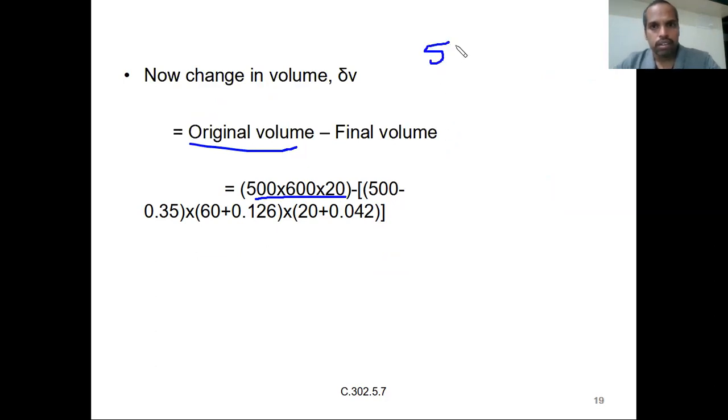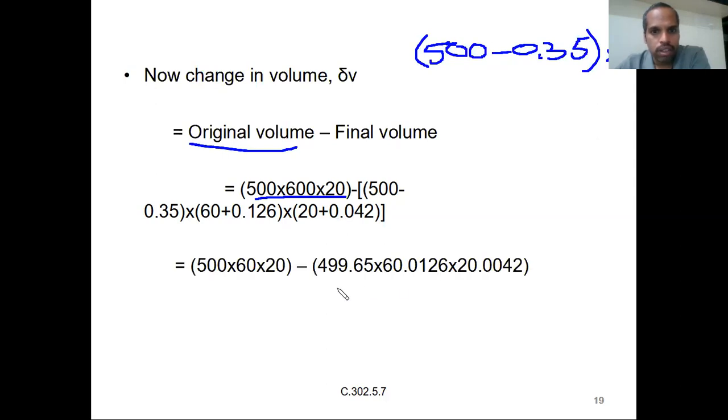Final volume is nothing but length, with the change in length. The length is decreased. How much is it decreased? 0.35, which we have already seen, out of 500 mm. Because of the compressive load, the length is decreased by 0.35 mm. That's why it is 500 minus 0.35, that is the changed dimension, and this is multiplied by 60 plus, as the other two dimensions increased, 60 plus 0.126, and 20 plus 0.042.